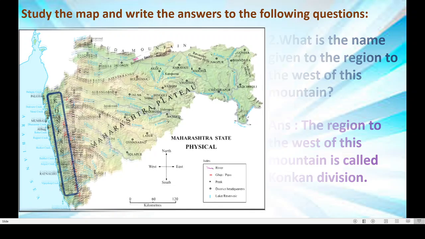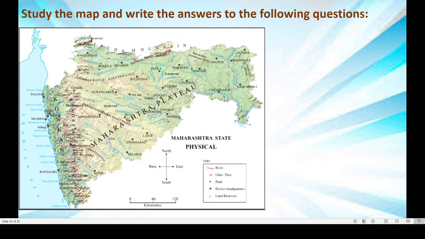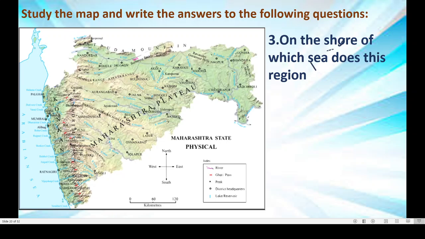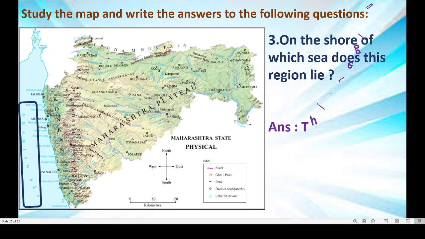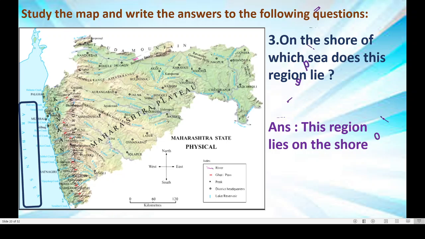We'll move to third question. On the shore of which sea does this region lie? Here Konkan region, we know this, correct? Yes, this region lies on which sea? Yes, you know that on western side we have Arabian Sea, correct? The answer is this region lies on the shore of Arabian Sea.